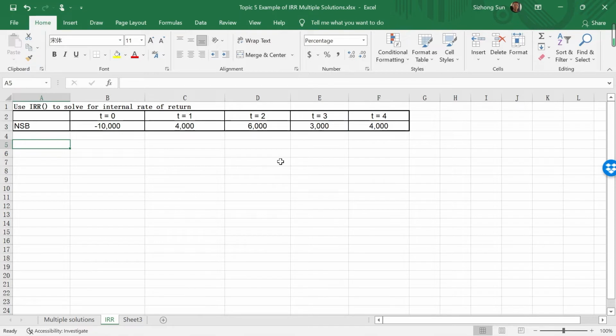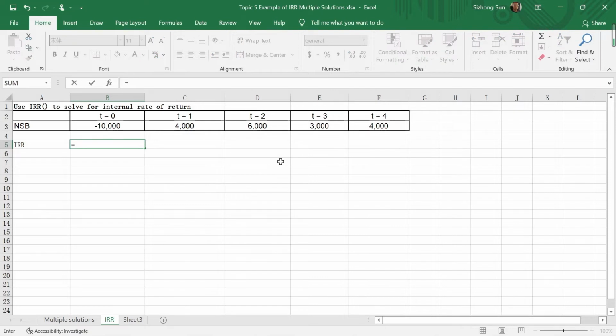Now we want to calculate the internal rate of return of this project. So what is IRR? IRR is the discount rate that makes NPV equal to 0, or that makes the present value of benefits equal to the present value of costs. And we can use an Excel function, IRR.